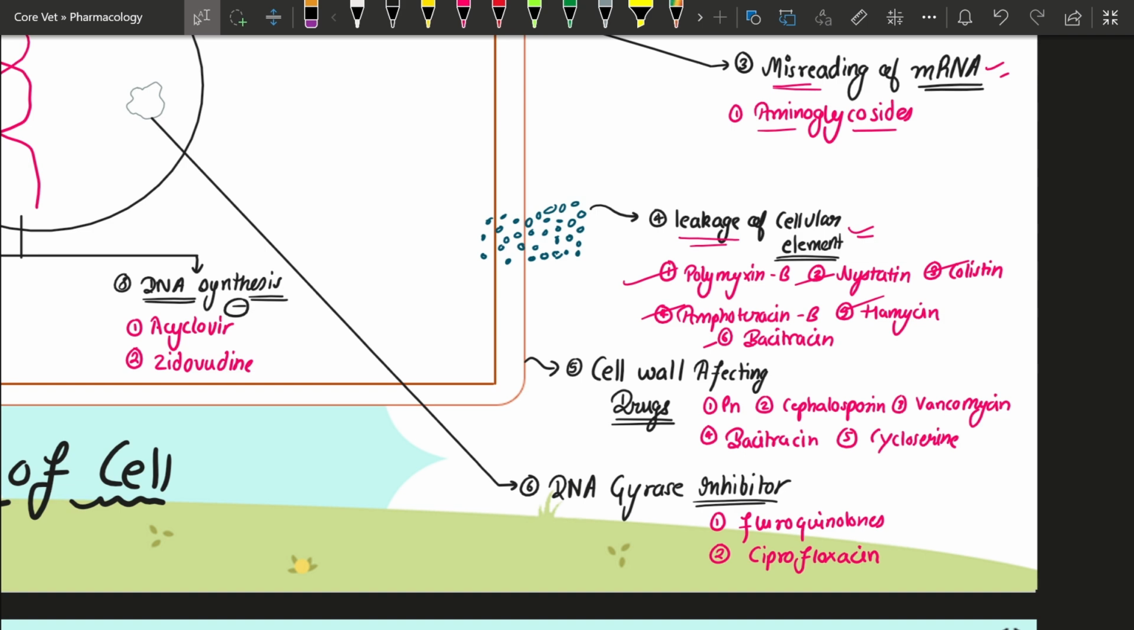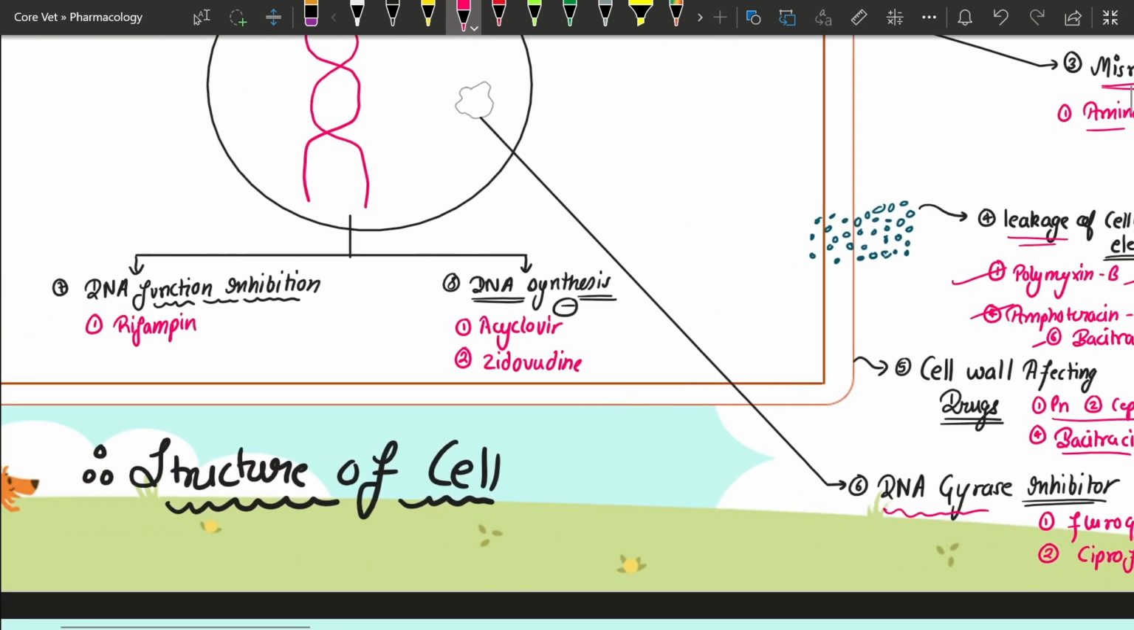There may be drugs that inhibit the synthesis of the cell wall. The classical example is the beta-lactams, then vancomycin, bacitracin, and cycloserine. Then there may be classes of drugs that inhibit the DNA gyrase enzyme. This particular DNA gyrase enzyme is inhibited by the fluoroquinolones, and ciprofloxacin may be an example.